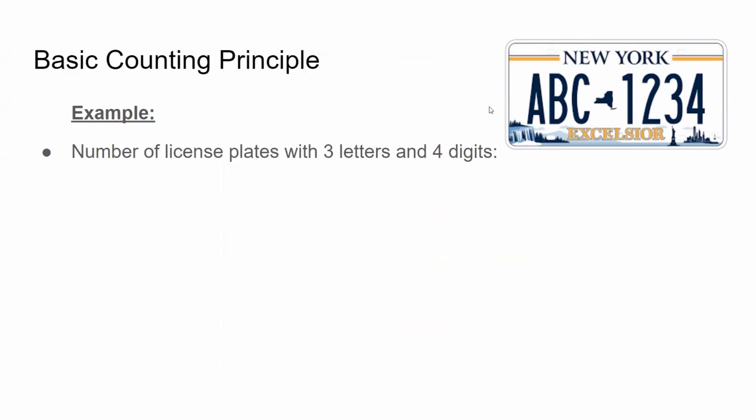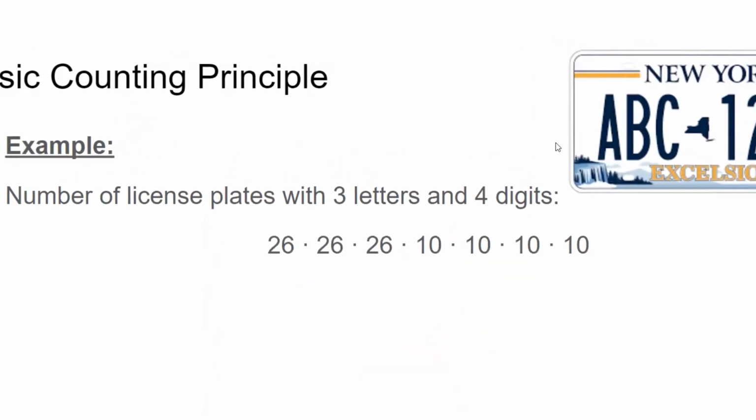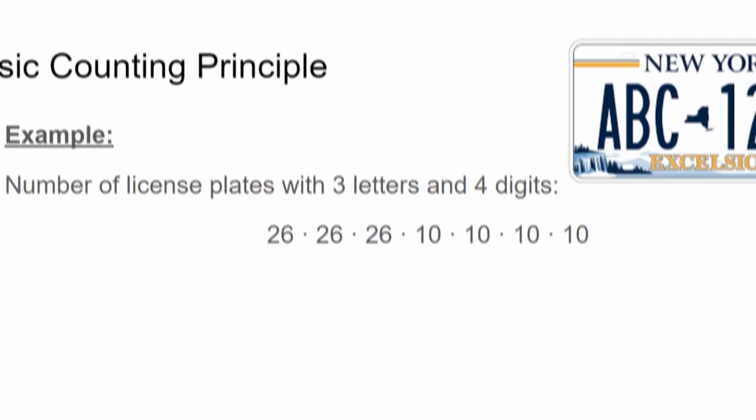Now, let's put this into practice with an example. Consider creating license plates with 3 letters and 4 digits. If each letter has 26 choices, A to Z, and each digit has 10 choices, 0 to 9, the total possibilities would be 26 times 26 times 26 times 10 times 10 times 10 times 10.